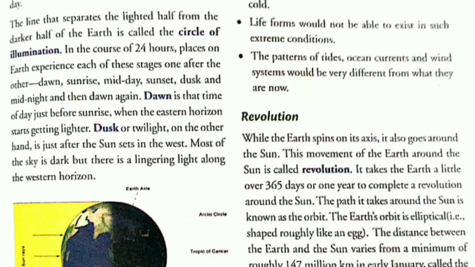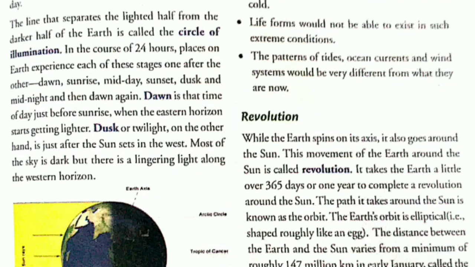After dawn it is sunrise. When the sun rises, it is known as sunrise. Then after the sunrise it is midday. After midday the sun sets and it is sunset. Then after the sunset it is dusk. Dusk is also known as twilight. Dusk or twilight is the time just after the sun sets in the west, when most of the sky is dark with lingering light along the western horizon. After the dusk there is midnight.